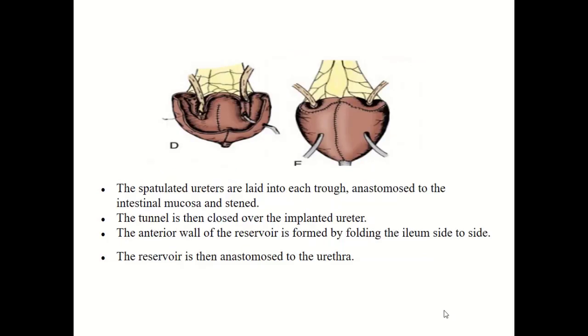The spatulated ureters are laid into each trough, anastomosed to the intestinal mucosa and stented. The tunnel is then closed over the implanted ureter. The anterior wall of the reservoir is formed by folding the ileum side to side. The reservoir is then anastomosed to the urethra.